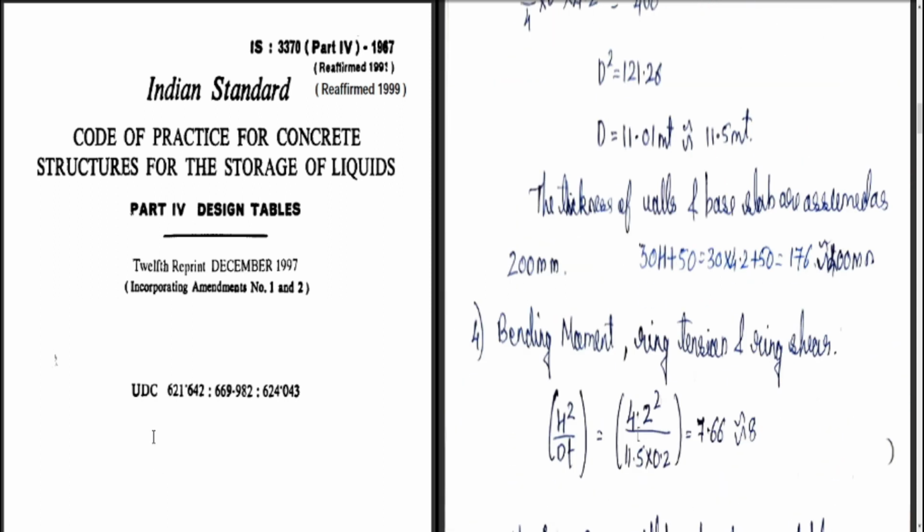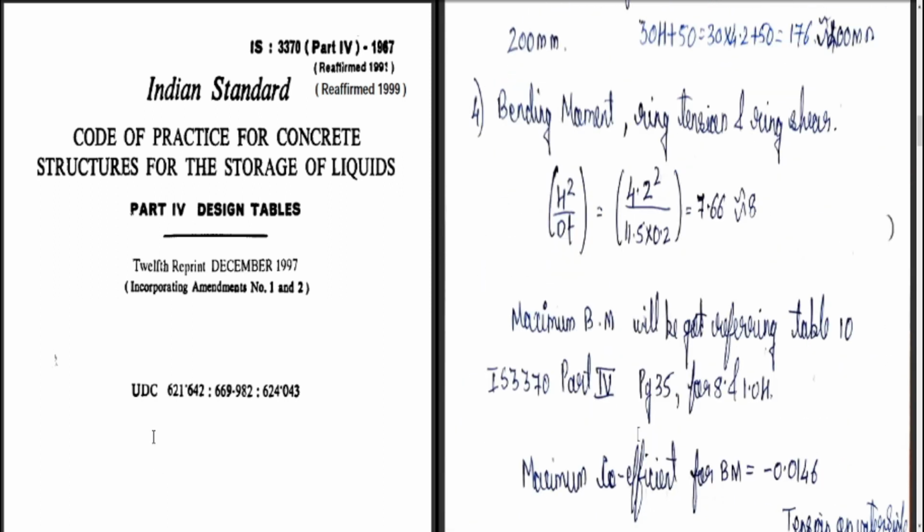Now let us see the application of the code book before getting to the fourth point. So what is the fourth point? It is nothing but bending moment, ring tension and ring shear. Remember, whenever a rigid base or a fixed base is there for a circular water tank or a rectangular tank, we have to find out the bending moment, ring tension and ring shear.